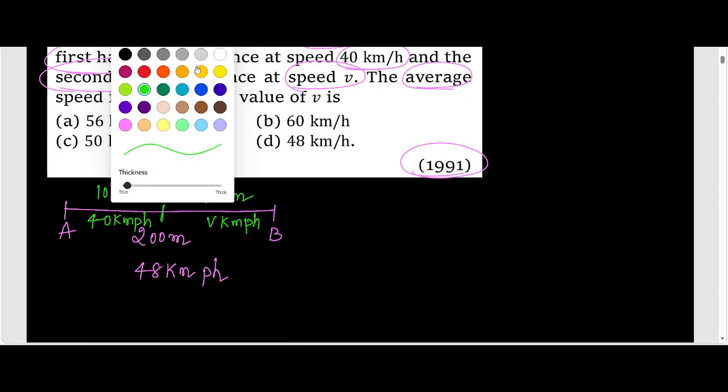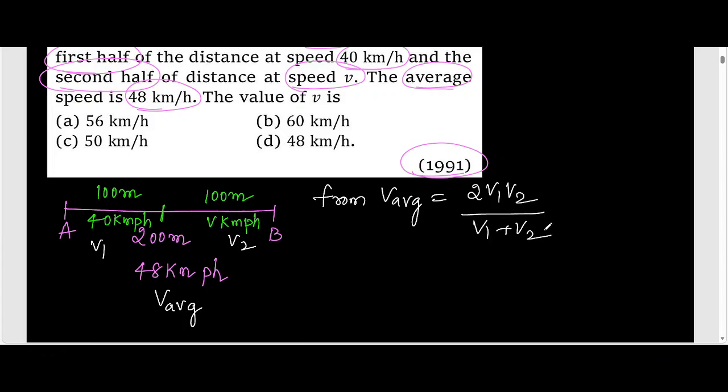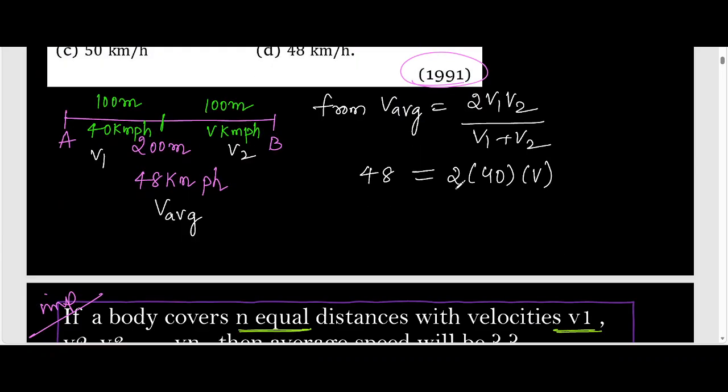Now just make the assumptions here. This is your V1, this is your V2, and the entire journey speed is V average. So two equal distances, 100, 100. Just apply the formula: V average is equal to 2 V1 V2 upon V1 plus V2. So substitute here: 48 equals 2 times V1, which is 40, and V2, which is V as it is, upon V1 plus V2, so 40 plus V.